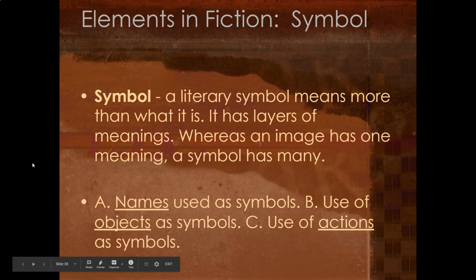I have a separate video that discusses some of the common types of figurative language in literature, but just to touch on some of the most common types of figurative language in this video, I did include symbol, metaphor, and irony. So a symbol in literature has a variety of meanings. It has layers of meanings, whereas an image only has one meaning. To help identify if something is a symbol or if it's symbolic, we can think about names used as symbols, the use of objects as symbols, and the use of actions as symbols.